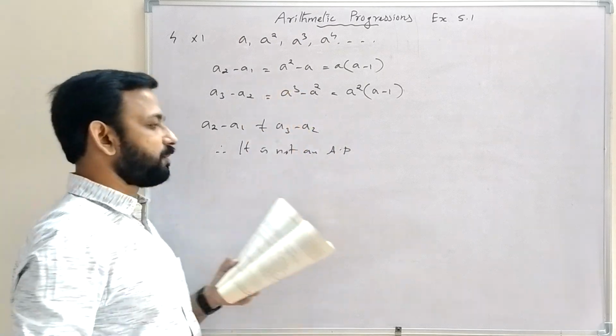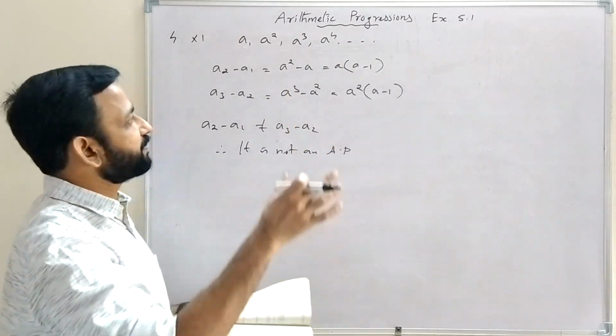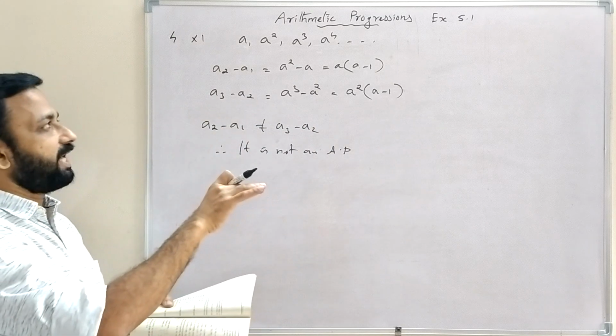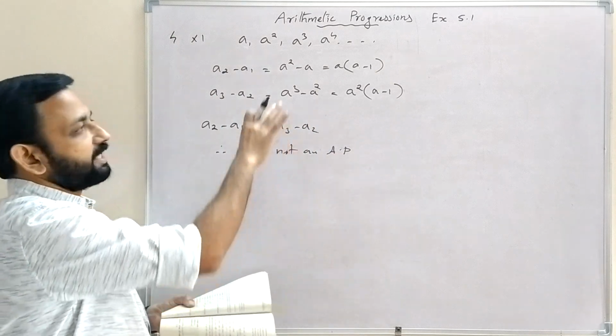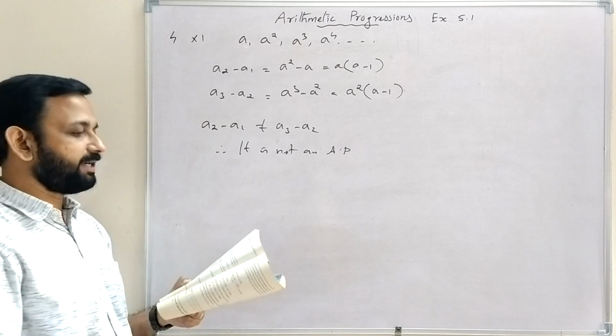So this is not an arithmetic progression because the difference between the second term and first term and the difference between the third term and second term are not the same, they are different, so it's not an AP.